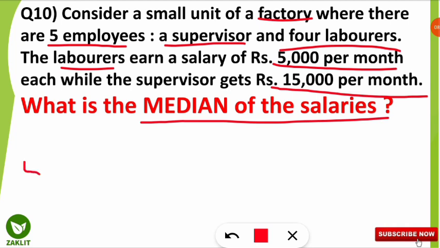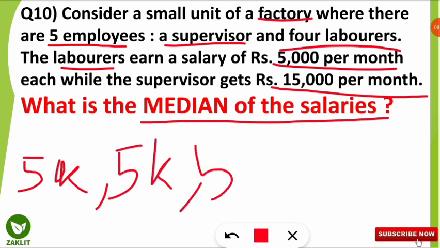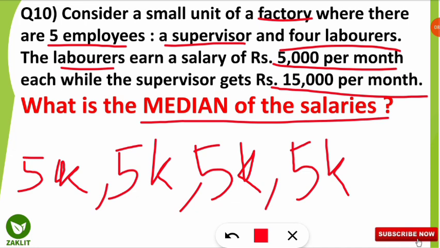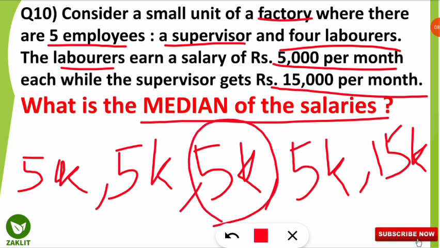First of all, you should write down the salaries in increasing order. So 5k for the first laborer, another 5k for the second laborer, and 5k for the third laborer. Similarly, for the fourth laborer, the salary will be 5k as given in the question, and then finally it will be 15k for the supervisor of that factory. So now median value means the mid value. So it is very simple. Mid value is 5k. That is 5,000 will be the answer. That is the median of the salaries.